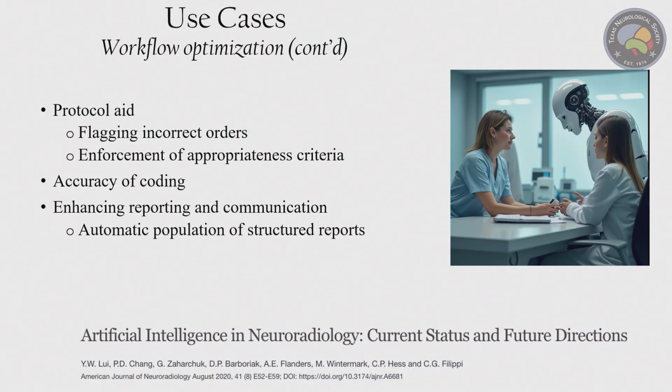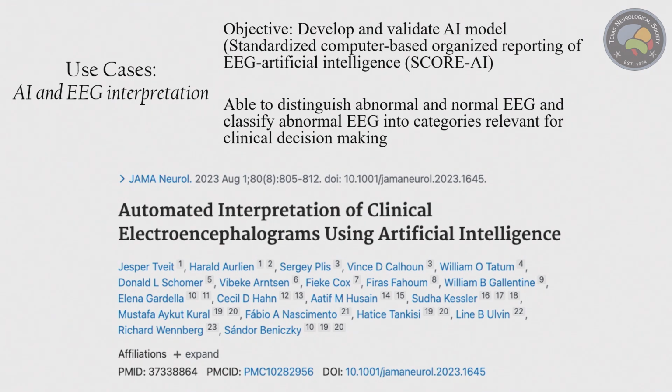Additionally, it can be used as a protocol aid, flagging incorrect orders, enforcing appropriateness criteria, as well as accuracy of coding, enhancing reporting of communication and automated population of structured reports. EEG interpretation. We all know EEGs are ubiquitously used in neurology clinical practice. Now, a lot of us may not be EEG experts and may have some general understanding or knowledge of how to read EEGs from our training days.